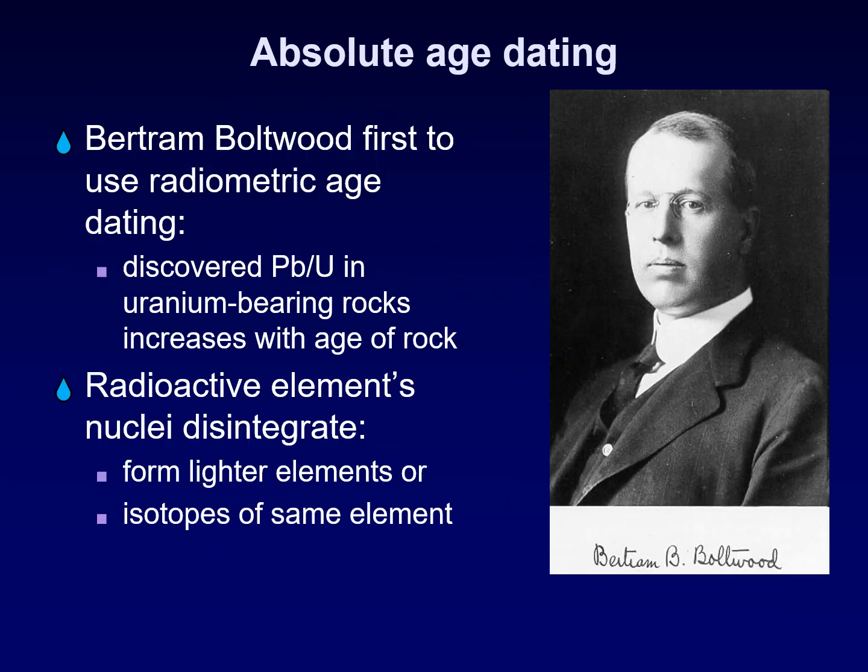And absolute age dating was pioneered by this heartthrob over here, Bertram Boltwood. He was the first to use radiometric age dating. And what he noticed was that the ratio of lead to uranium in uranium-bearing rocks increases with age. So a fairly young rock would have a lot of uranium and less lead, so a low ratio. And then much older rocks would have a lot more lead in them than uranium, and so a much higher ratio of lead to uranium.